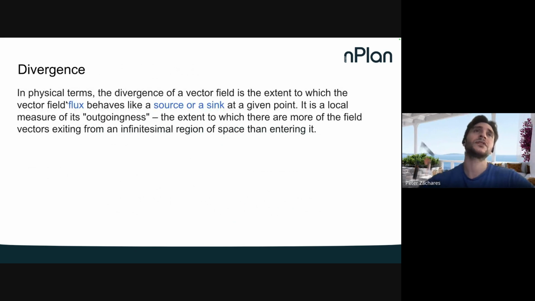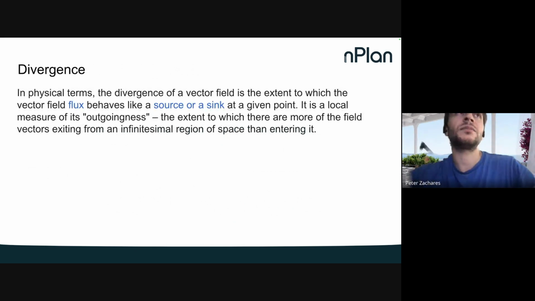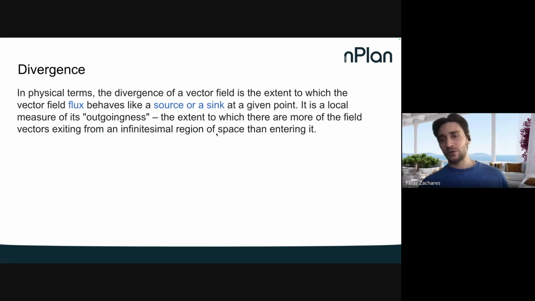So what is divergence? I like this explanation on Wikipedia. In physical terms, the divergence of a vector field is the extent to which the vector field's flux behaves like a sink or a source at a given point. It is a local measure of its outgoing tendency, the extent to which there are more of the field vectors exiting from an infinitesimal region of space than entering. Yeah, that's still pretty technical, right?